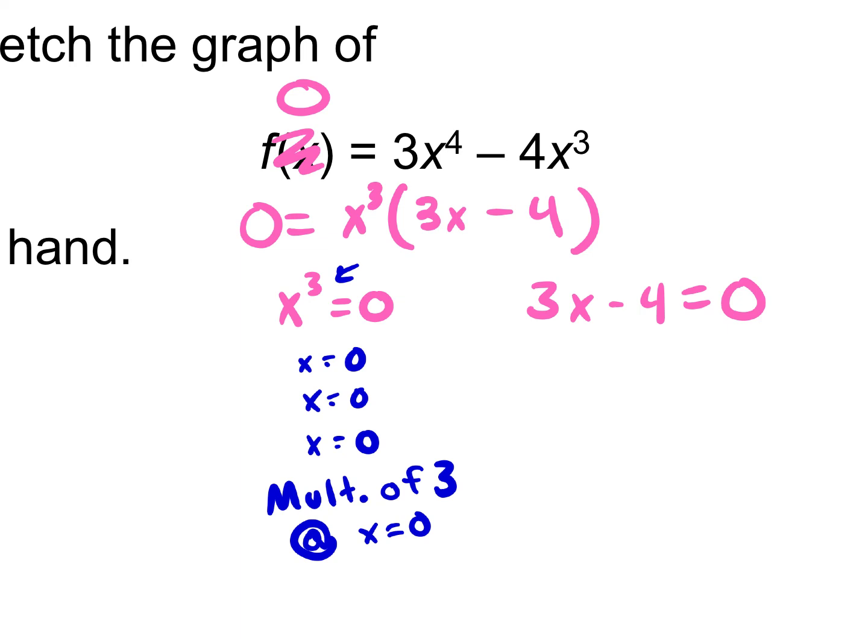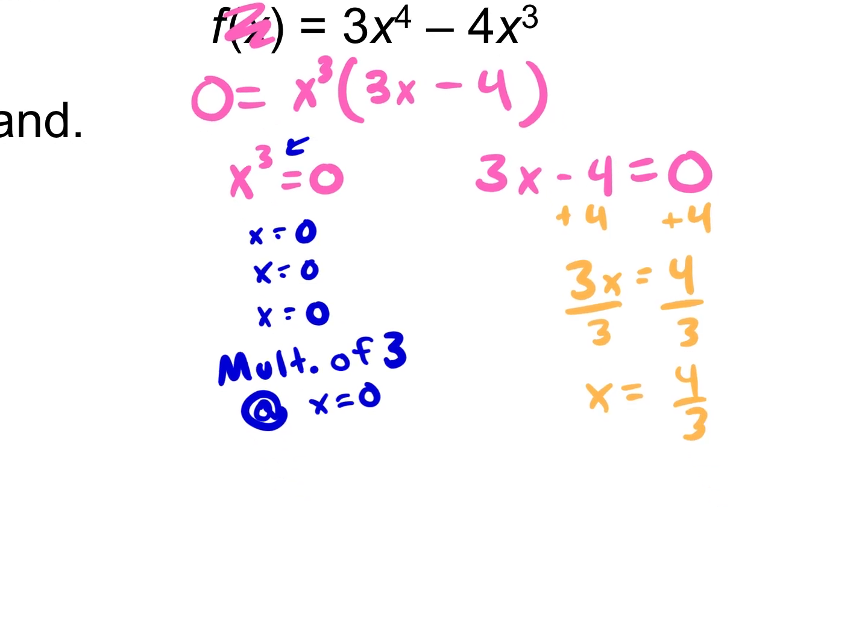Now I can solve my second piece here. So how would I solve 3x minus 4 equals 0? Add 4 to both sides. So 3x is equal to 4. Divide by 3. So x is equal to 4/3. I only have one of those. So here I have multiplicity of 1 at x equals 4/3.